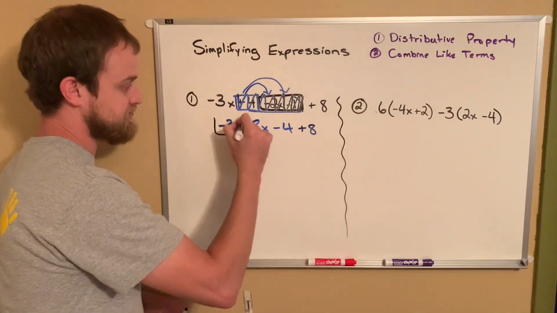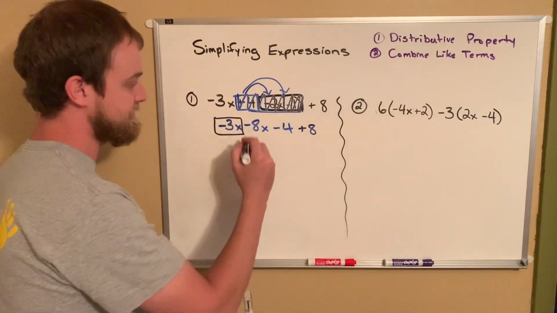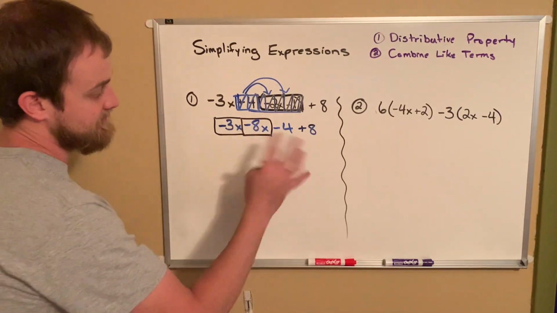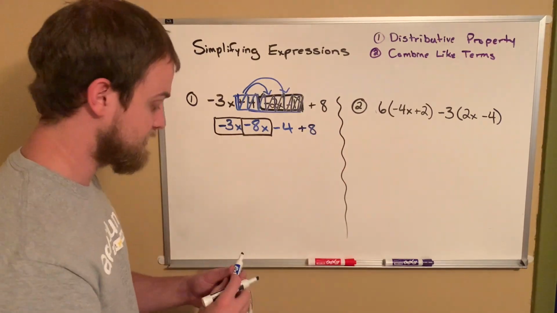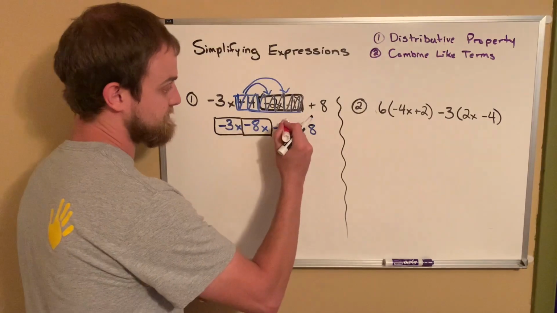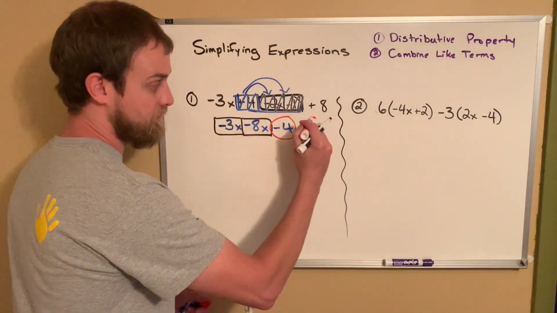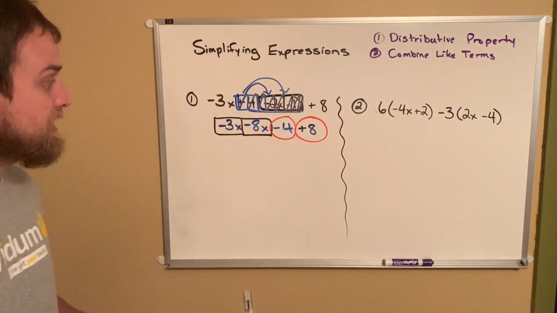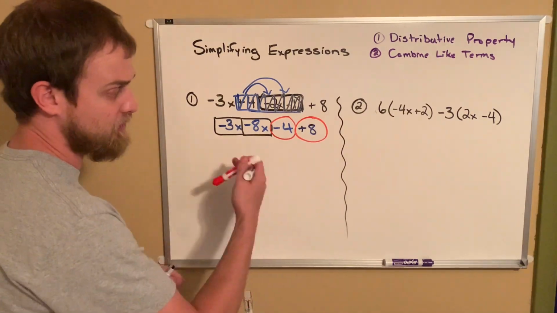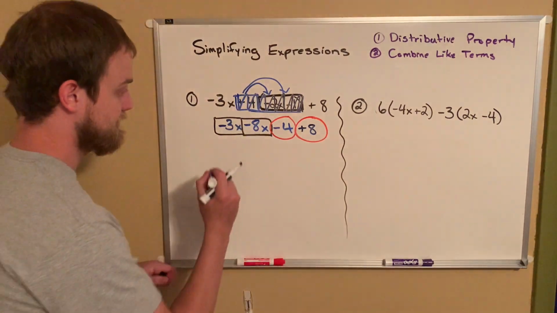Well, my first term gets a box. I'm looking for any terms that are similar to negative 3x. Well, right next door we have a negative 8x. And if you look, there's really nothing else. So let's circle some other terms here. How about we put a red circle around my negative 4? Well, my negative 4 can very well be combined with that positive 8. So now we're ready to combine like terms. We have our like terms identified, so let's combine them.